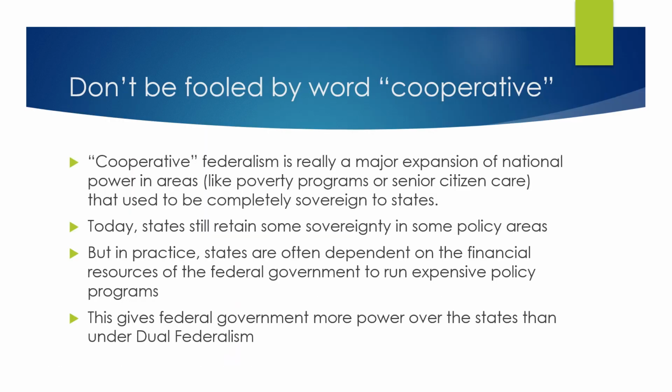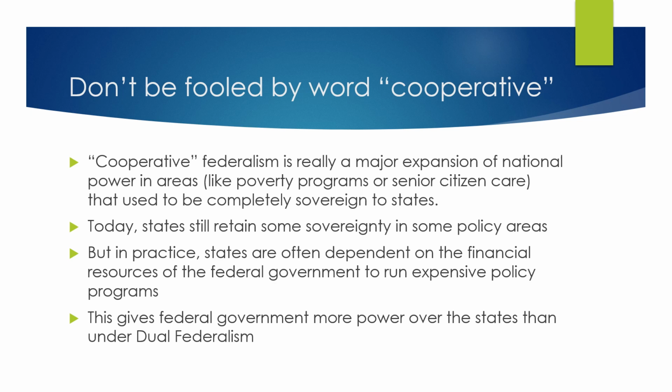A lot of students get fooled by the word cooperative, which of course sounds like it's a very positive thing, thinking that states are perfectly happy with this and that this is all sort of a kumbaya, wonderful, we all get along kind of way of doing policy. Don't be fooled by that. Cooperative federalism was really a major expansion of national power into areas that used to be completely sovereign to the states. Things like how a state would deal with people in poverty, or how they would provide care to senior citizens or retirees. So that was a big expansion of power, and the states weren't always happy with it. Nobody likes to have power taken away from them.